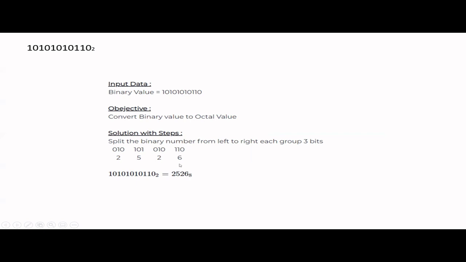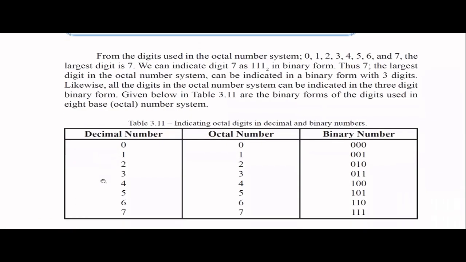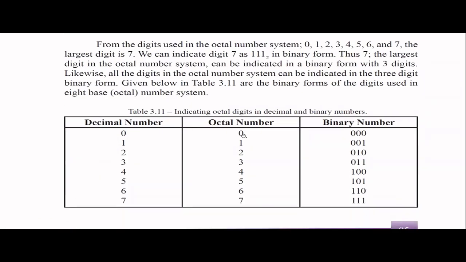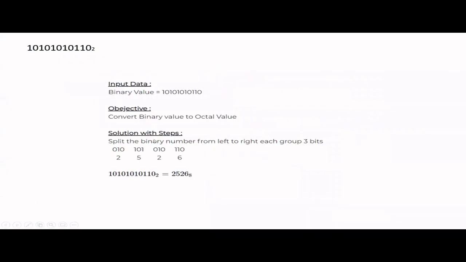So these are the octal digits. Always refer to that chart. This is the chart I'm referring to. So if you get 0, it's 3 zeros. 1 is 001. 2 is 010. 3 is 011. 4 is 100. So this is how to represent this octal digit in binary format, right? Okay. So then when you write the answer, it's 2526 with the base 8.